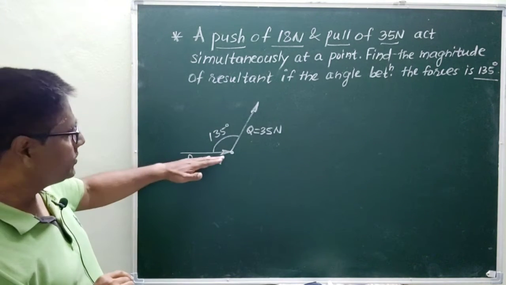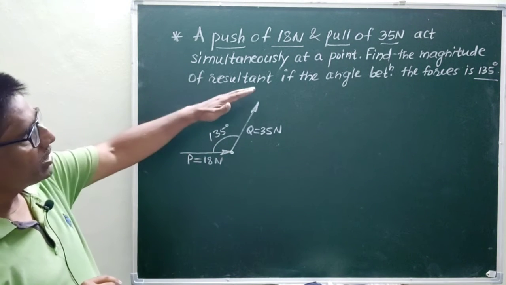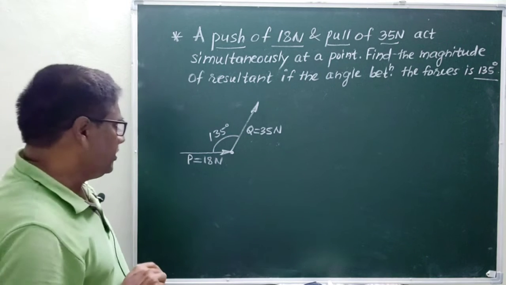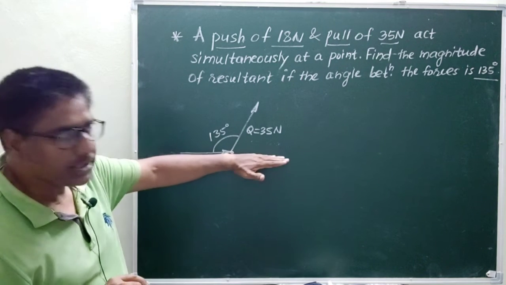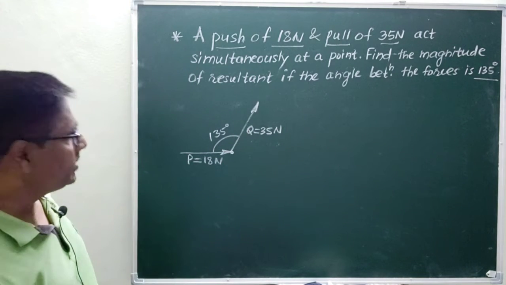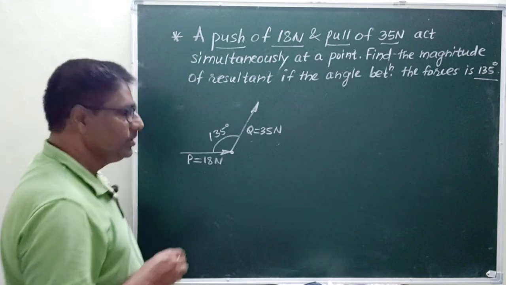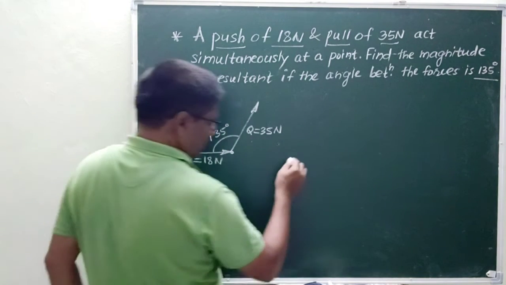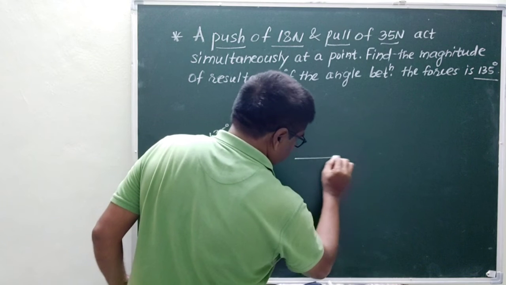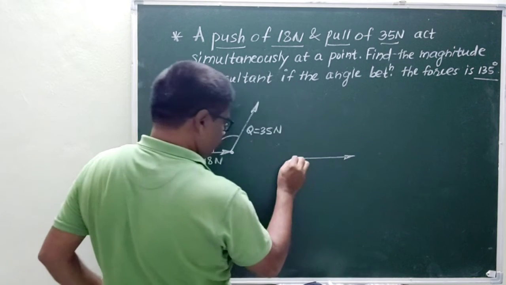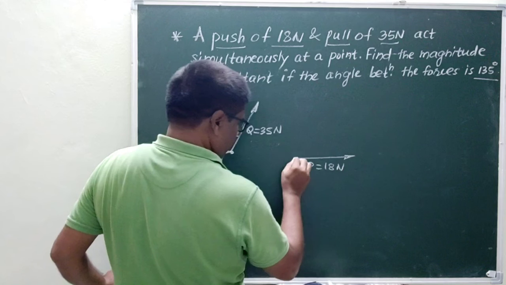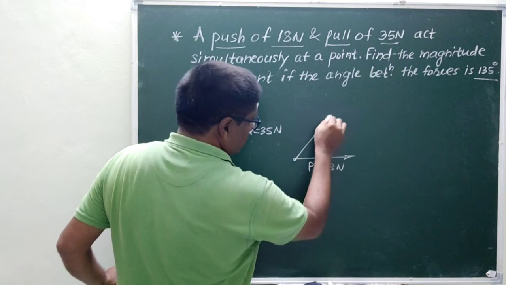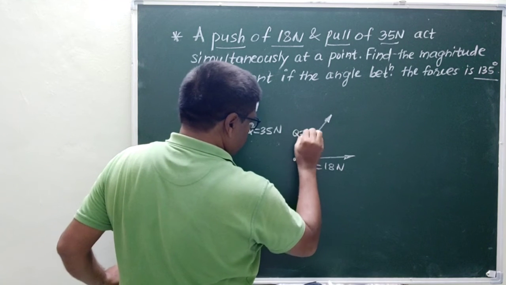Now to fit this problem for the law of parallelogram of forces, we will take this force along the same line of action but within the body as per principle of transmissibility of force. Okay, we are taking this force here. It is P is equal to 18 Newton, Q is equal to 35 Newton.